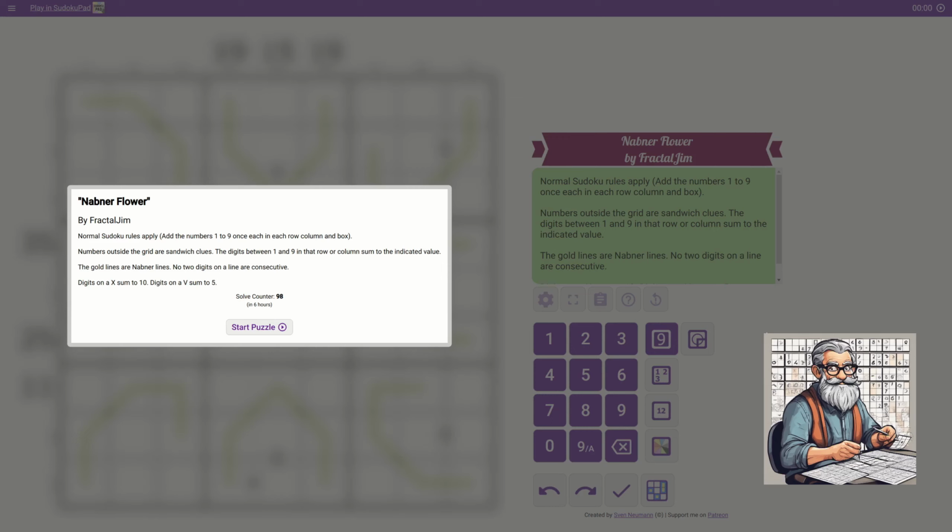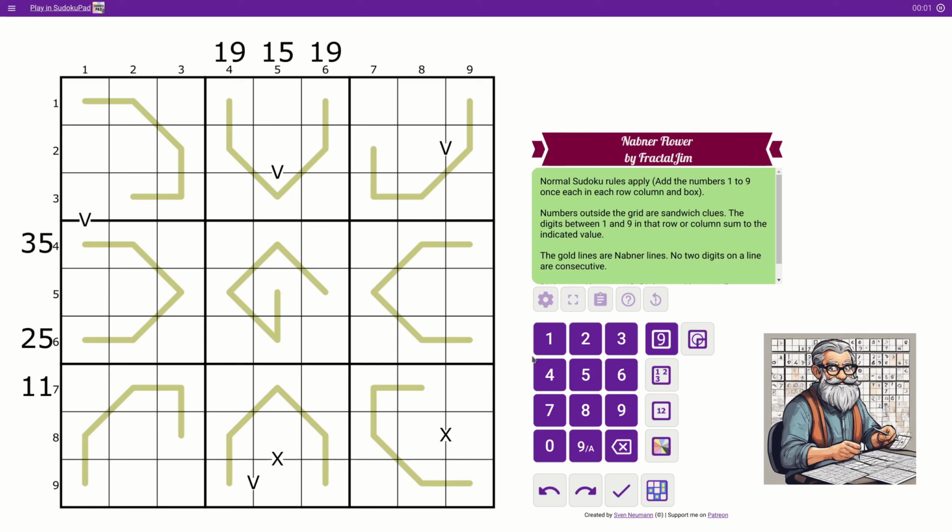Normal Sudoku rules apply. Add the numbers 1 to 9 once each in each row, column or box. Numbers outside the grid are sandwich clues, the digits between 1 and 9 in that row or column, sum to the dedicated value. The gold lines are Nabner lines. No two digits on a line are consecutive. And digits on an X sum to 10, digits on a 5 sum to 5. Well, on a V. That's Roman 5. Okay, so here we go.